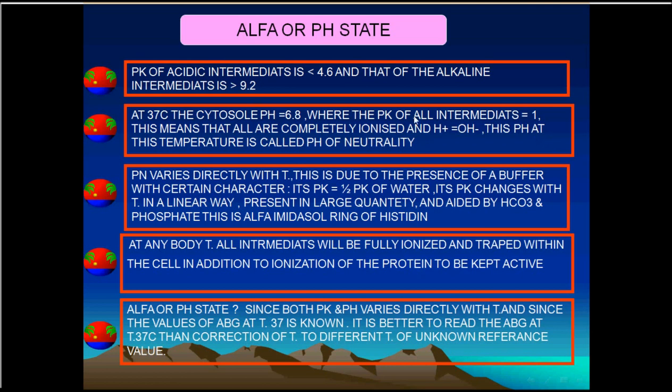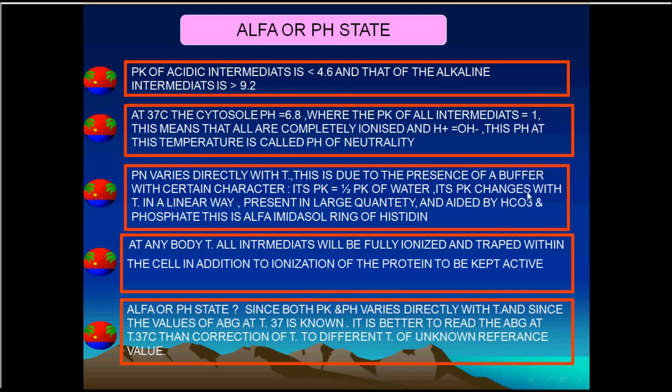This is very important because if the content of the cells is not ionized, this inorganic material will escape from the cell. That's why the pH at that temperature is called the pH of neutrality. The pH of neutrality varies directly with the temperature. This is due to the presence of a buffer with certain characters. Its pK equals half of the pK of water. You know that the pK of water is 14, and the pH of water is 7, so this is close to the pH of neutrality.